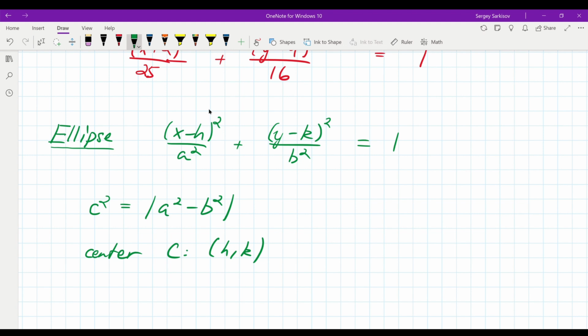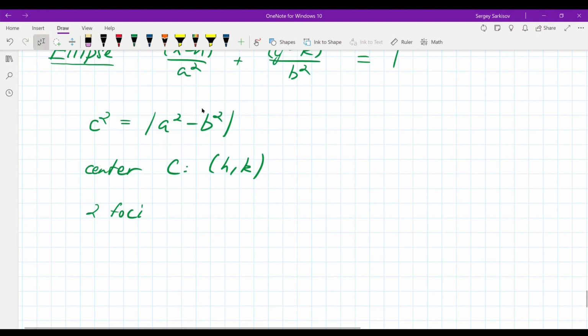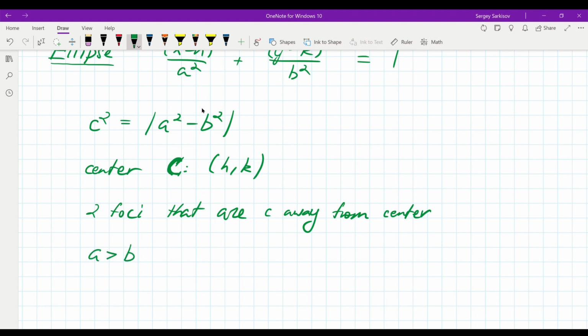So there are 2 foci, focus 1 and focus 2. That's little c, not big C. That's a capital C, but that little c is c away from center. And it goes up and down or left and right, depending on if it's vertical or horizontal. If A is greater than B, it's a horizontal ellipse. So like this.